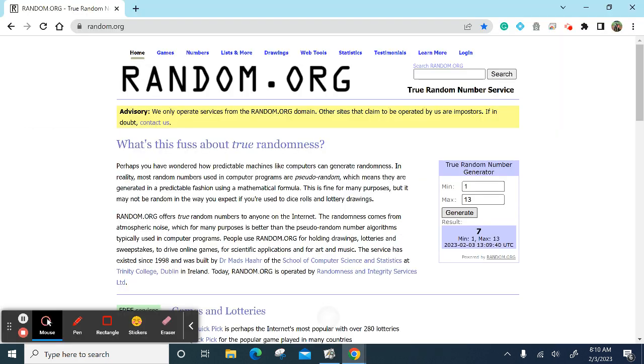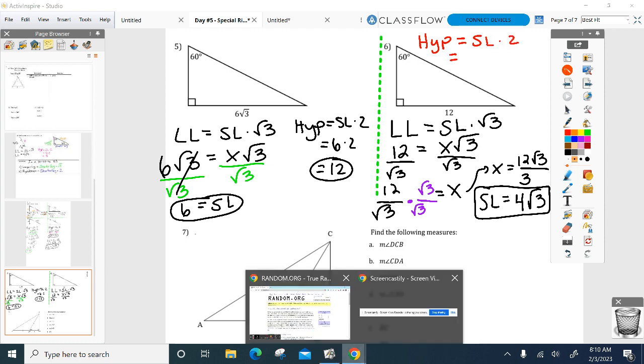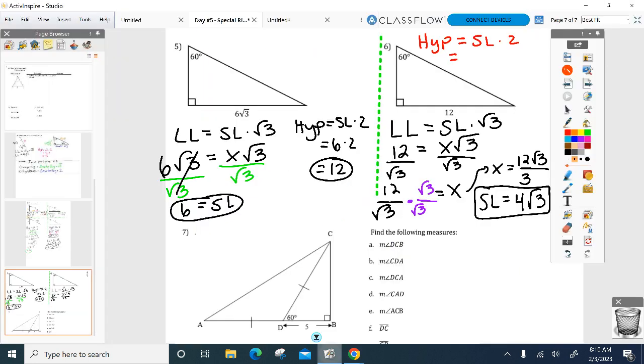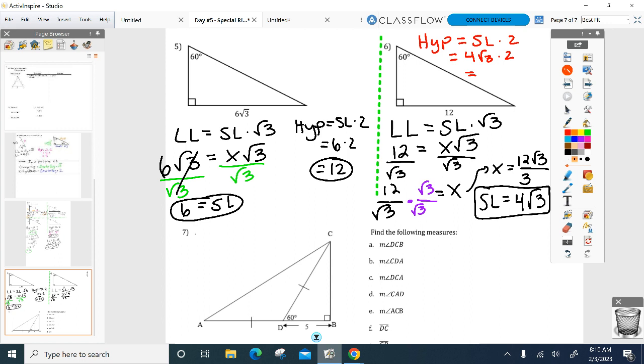How do you find the hypotenuse again? The shorter leg times 2. All right, looks good. What was the shorter leg we just found? 4 radical 3. And I'm going to multiply that by 2. We've done this a couple times already, so how long's the hypotenuse? 8 radical 3. All righty, there we go. Good work, guys. Just went on a blitz right there. Plowed right through those.